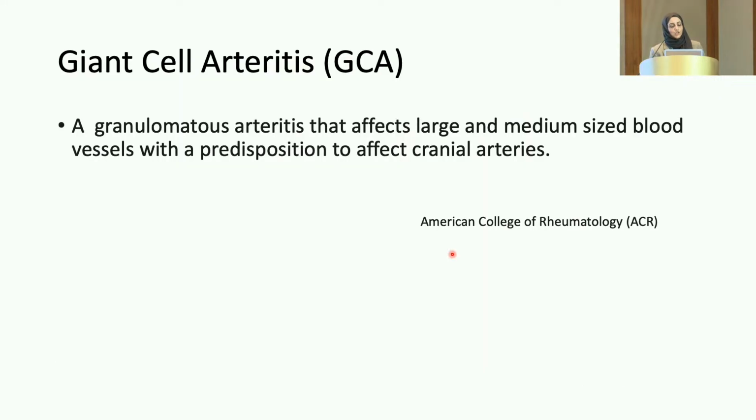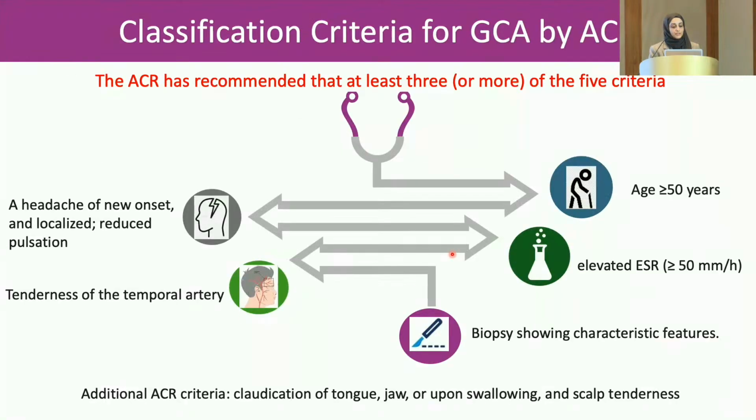So what is giant cell arthritis? It's a granulomatous inflammation that resulted in an arthritis of the medium size and large blood vessels, with great predisposition to cranial arteries, especially the temporal artery. And this is the American College of Rheumatology definition.